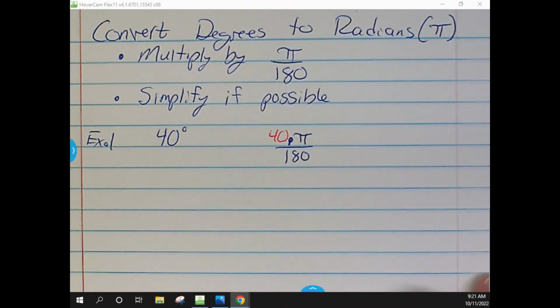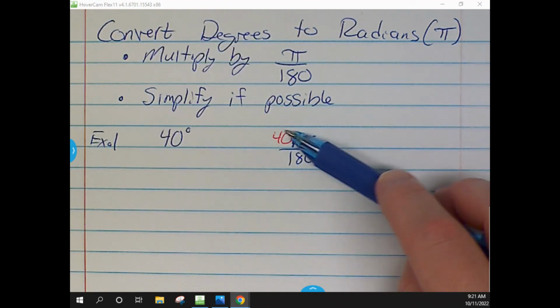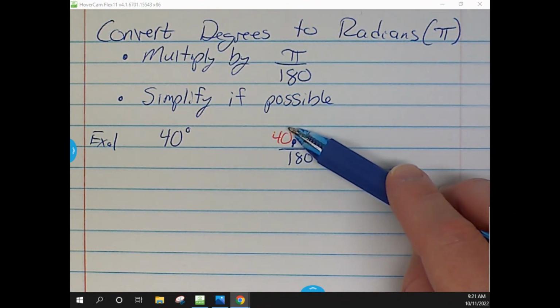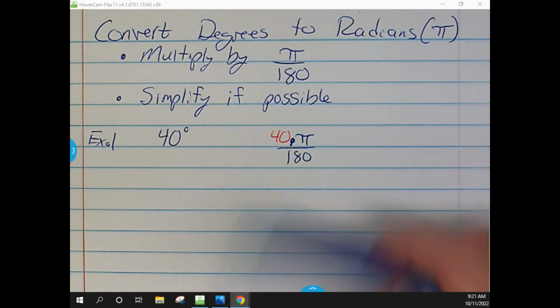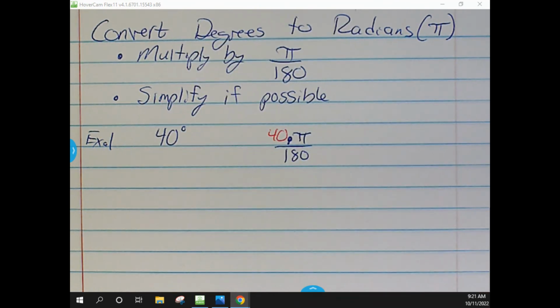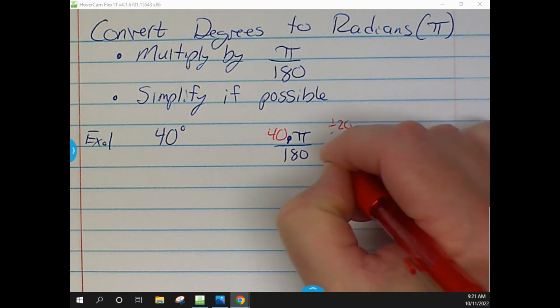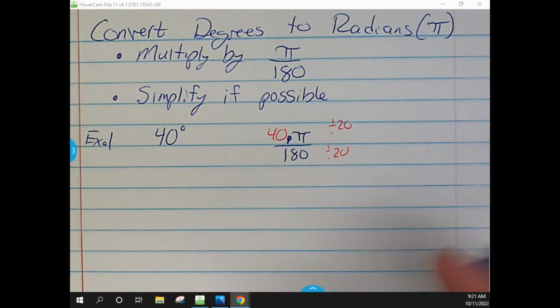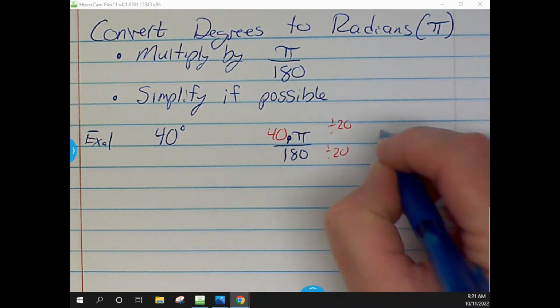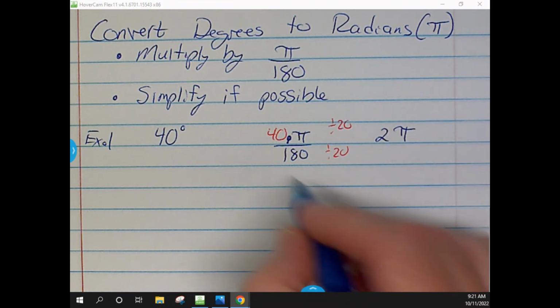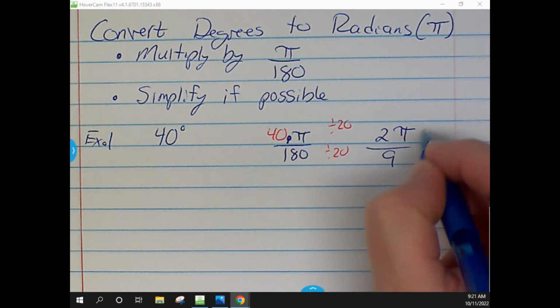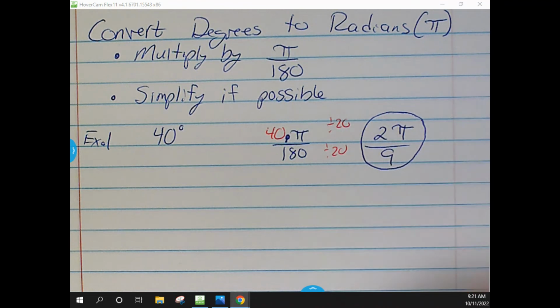All right, and if you do that, basically you can just cover up the pi for a minute. You've got 40 over 180. What can you divide into both 40 and 180? All right, 10 would work. 20 is probably your biggest number. So you can divide them both by 20. Then 40 divided by 20 is 2, and we've got our pi here. 180 divided by 20 is 9. So it should be 2 pi over 9.